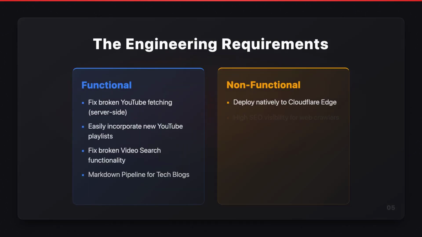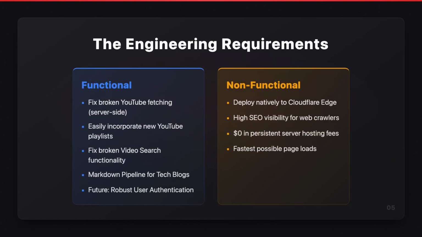After finding all those bugs in the live demo, I set out to rebuild the site. But before writing a line of code, I mapped out my strict architectural requirements. First, the functional requirements. I needed to fix the broken YouTube fetching natively on the server to bypass CORS limits. I also needed to fix the broken search function since it couldn't query the hard-coded lists. Finally, a markdown engine for tech blogs and setting the groundwork for a future user authentication system.